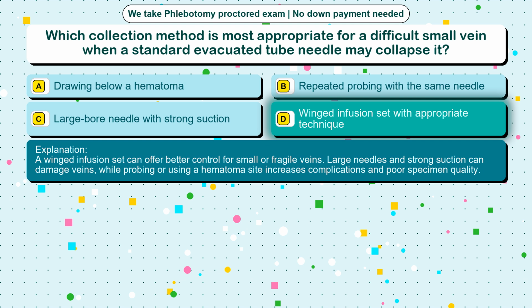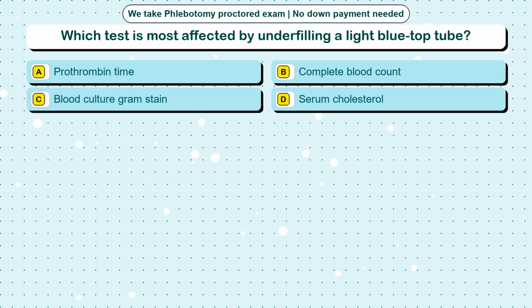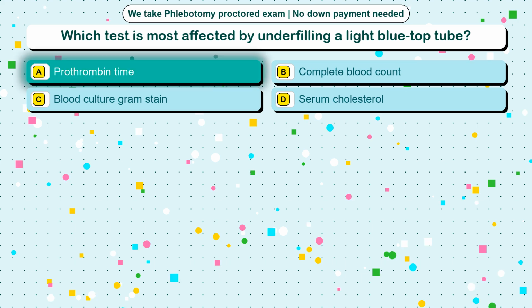Question 98. Which test is most affected by underfilling a light blue top tube? Option A. Prothrombin time. Option B. Complete blood count. Option C. Blood culture gram stain. Option D. Serum cholesterol. The correct answer is option A.